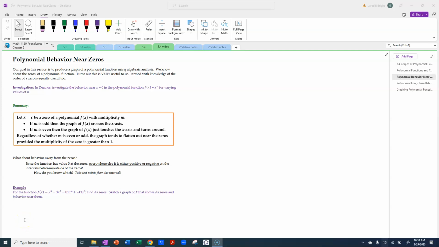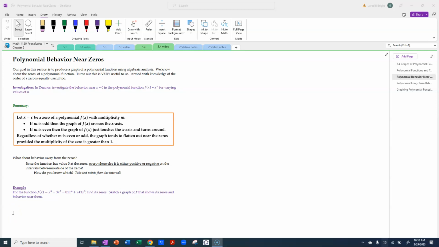By the end of this section of the course, we want to be able to produce the graph of a polynomial function using algebraic attacks, right? And so we know about zeros, that's super important, and we can of course find the vertical intercept too, okay? Horizontal intercepts are the zeros, so we've already found those. We've talked about order of a zero, that's going to be very useful.